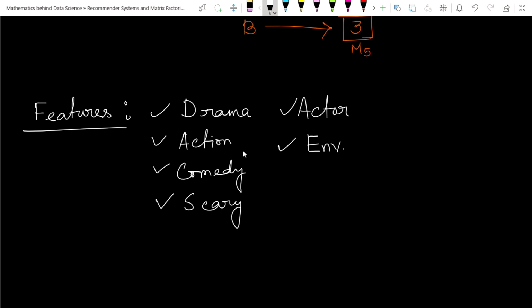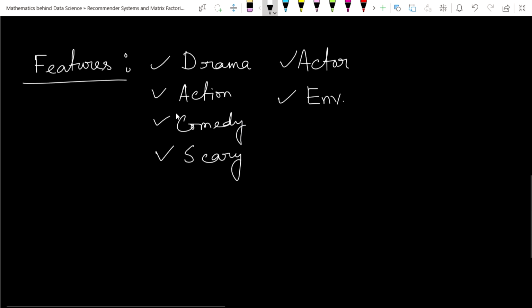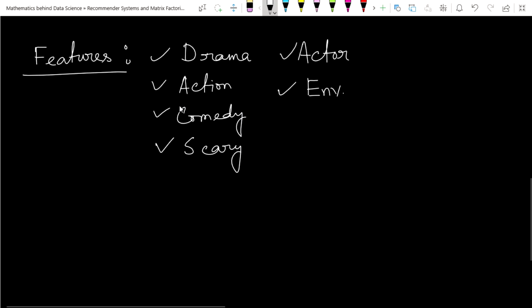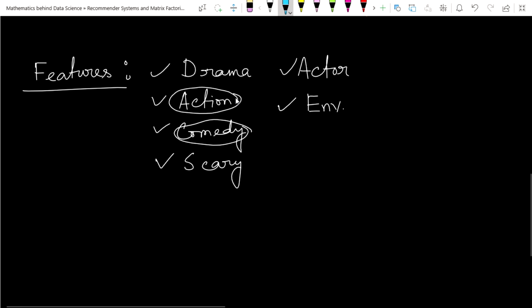Now let's try to include this features concept into our movies. Suppose, for ease of understanding, we consider two features. It's best if we take two simple features, action and comedy. Let's include into our calculation these action and comedy features.